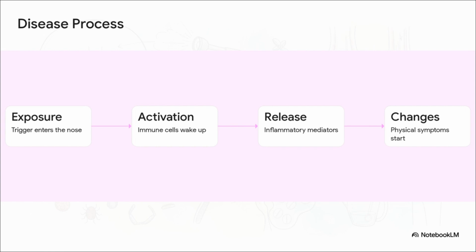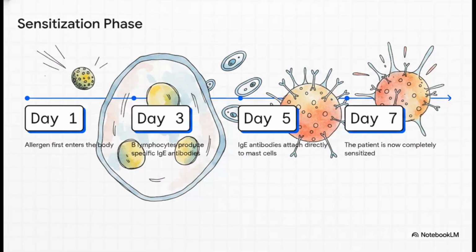First, there's exposure to a trigger, say pollen, dust, or a virus. Second, we see immune activation. That's when those mast cells and T lymphocytes wake up. Third, and this is critical, is the massive release of inflammatory mediators like histamine, leukotrienes, and prostaglandins. And finally, step 4, this chemical flood directly forces the physiological changes in the local tissue.